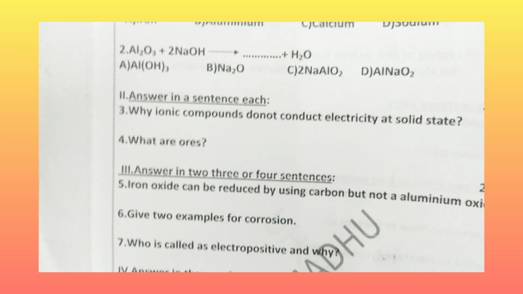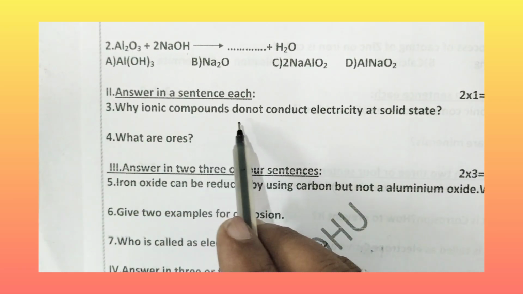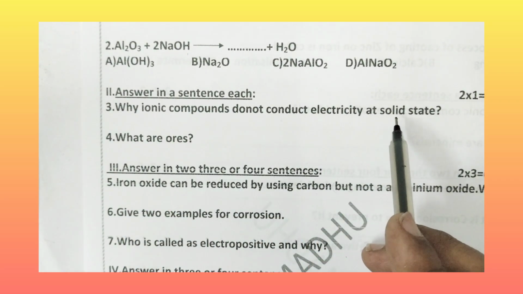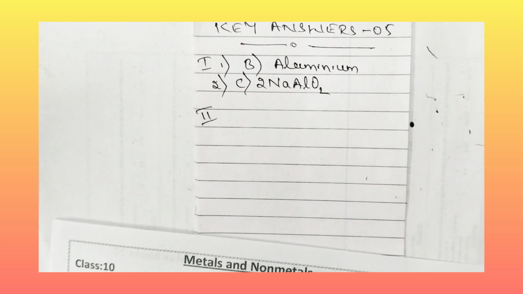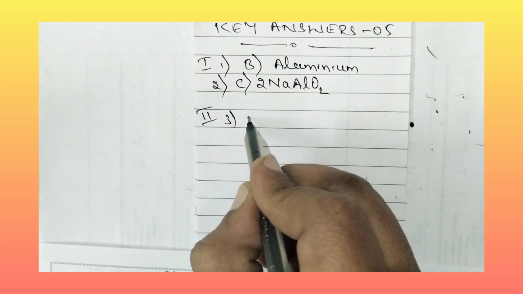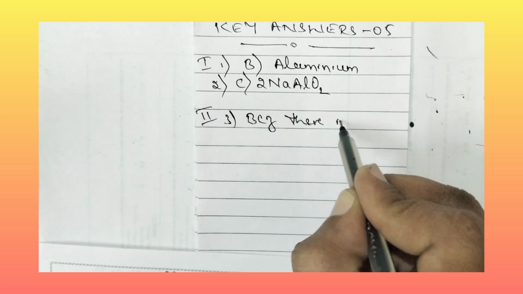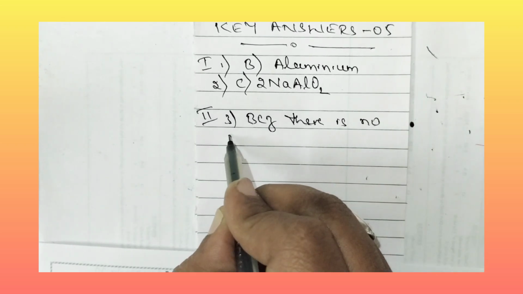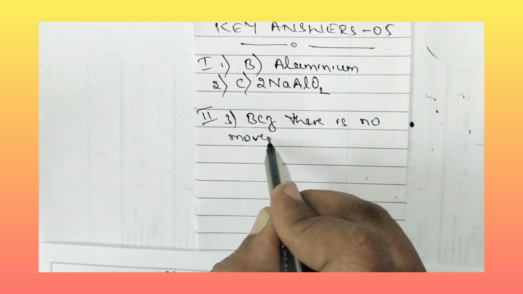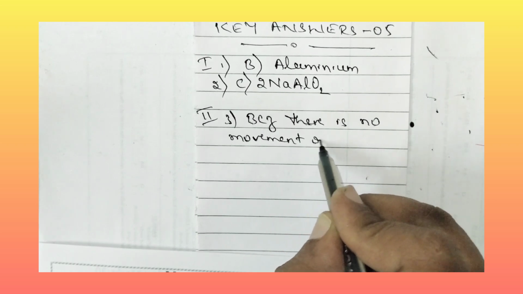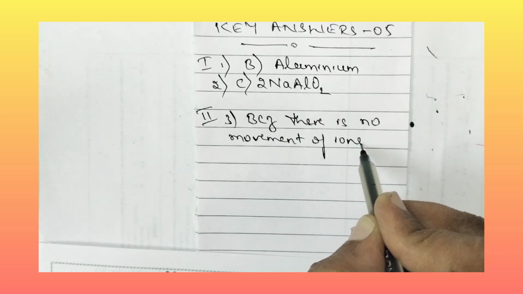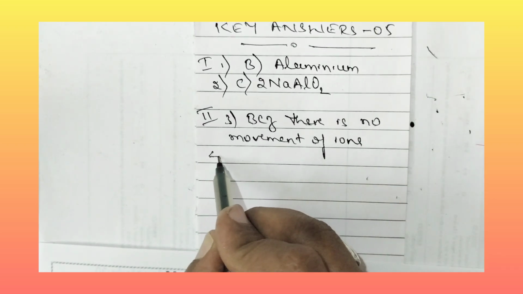Now let us move to question number 3. Why do ionic compounds not conduct electricity in the solid state? Because there is no movement of ions. So it will not conduct electricity in the solid state.